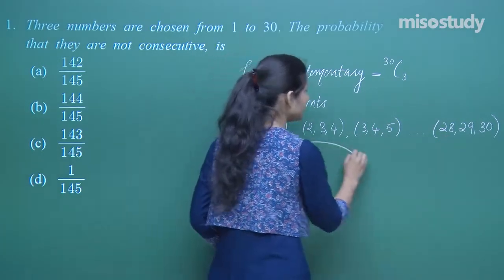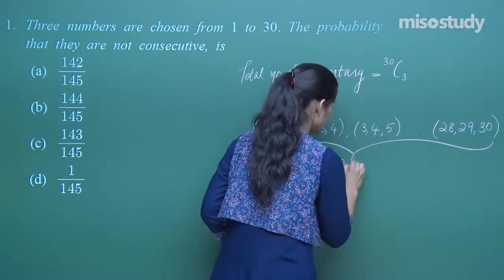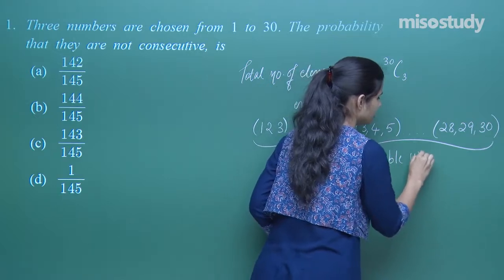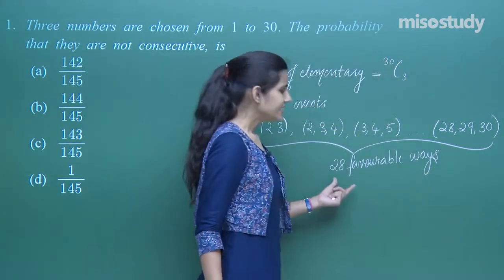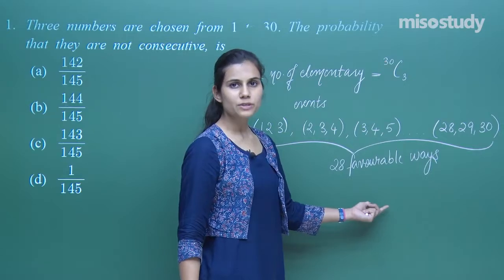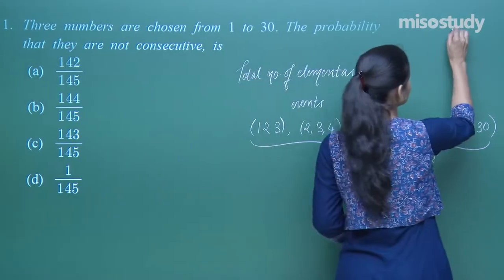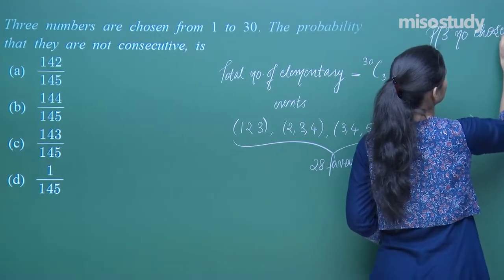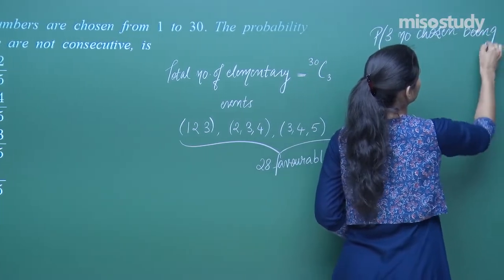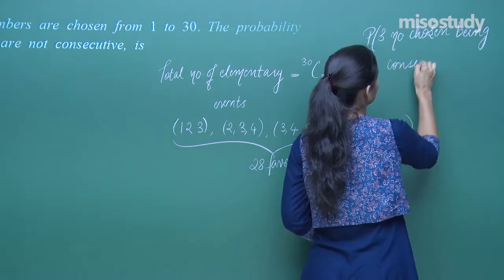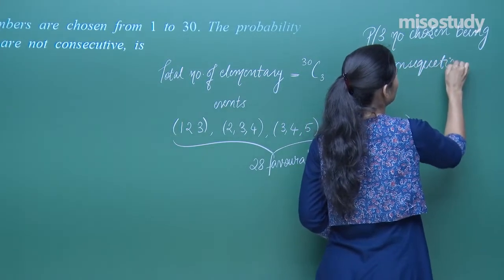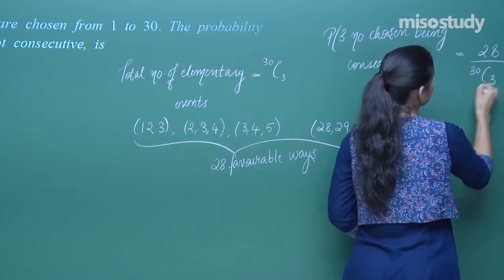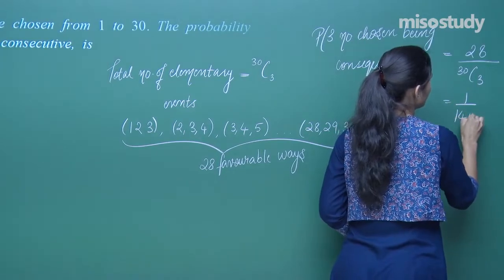So basically there are 28 favorable ways out of 30C3 total ways. 28 favorable ways for the 3 chosen numbers to come out to be consecutive. So if I say what is the probability of 3 numbers chosen being consecutive, very clearly it is 28 by 30C3, which is 1 by 145.